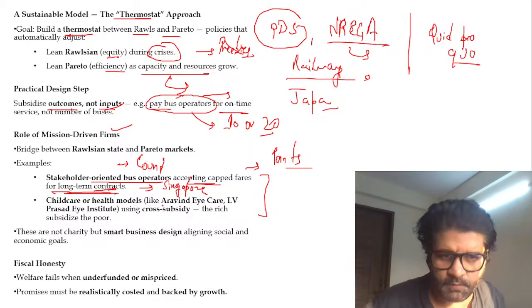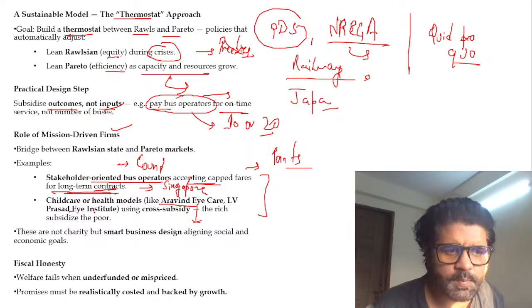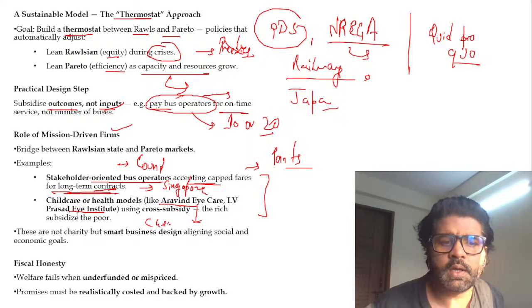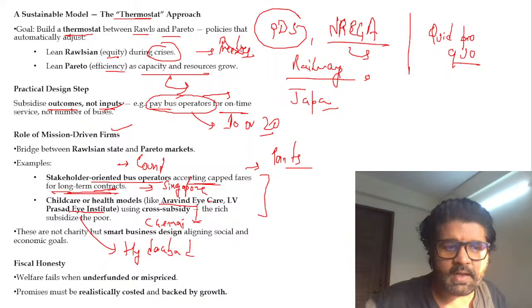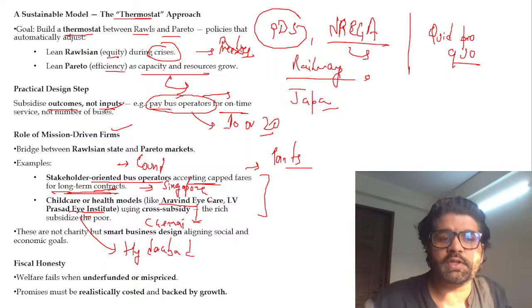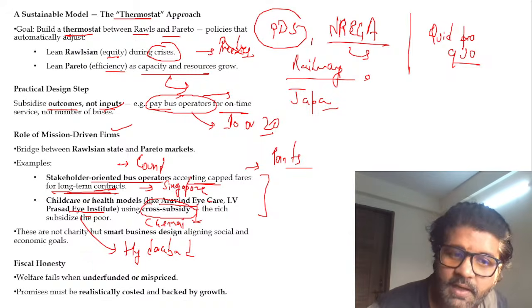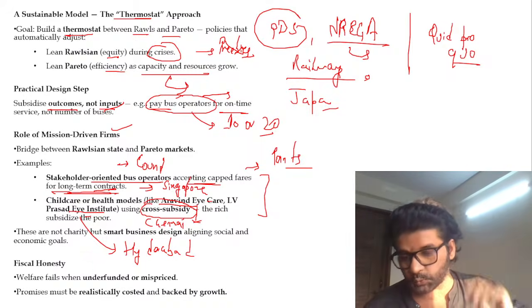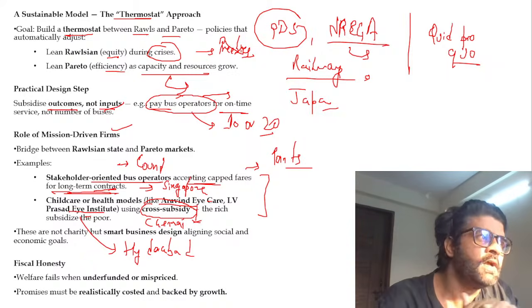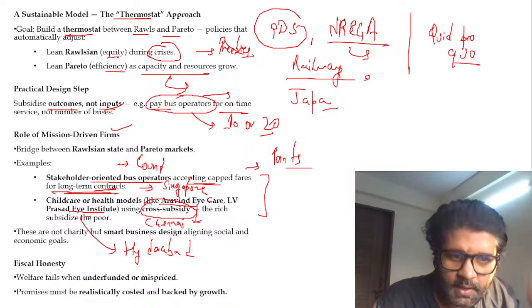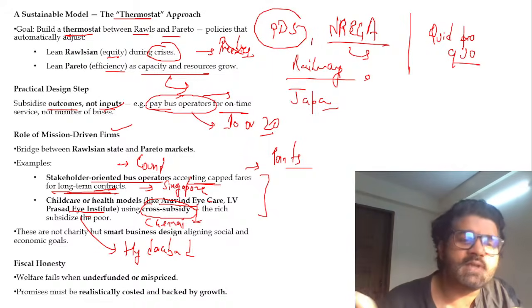And then the other one, which is working, is Arvind Eye Care and LV Prasad Eye Institute. One is in Chennai, the other is in Hyderabad. Do check that out. So even in India, we are doing this. We are maintaining a balance between Rawls and Pareto. Arvind Eye Care and LV Prasad Eye Institute are using cross subsidy. You can directly ask about the meaning of these terms. What is cross subsidy? What is the basic rationale behind it? Here you are charging more money from the rich people and less money from the poor people. So that is cross subsidization.